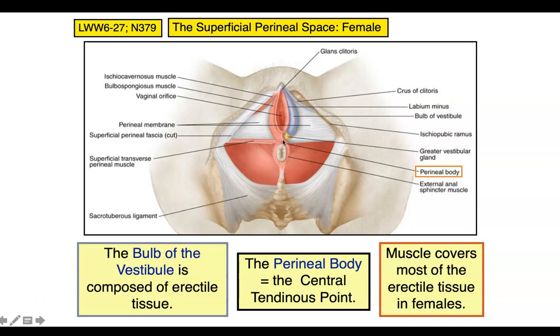And you can see here, this is the perineal body. The perineal body, like in the male, receives the insertion of all these muscles in the superficial perineal space, and also the external urethral sphincter muscle is attached to the perineal body. In the female, the perineal body is situated in between the vaginal orifice and the external anal orifice. This perineal body is important in the female. It gives support to the pelvic organs, especially the uterus. In the female, the perineal body is one of the major supports for the uterus.